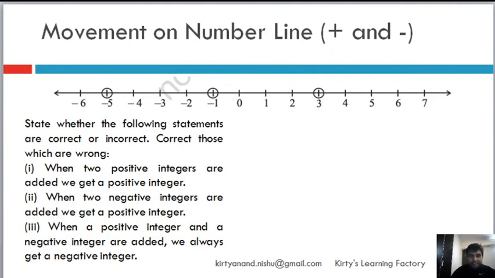Now let's see, a few questions are here, interesting ones, I hope. In fact, I only have taken it down from the book. State whether the following statements are correct or incorrect. Okay, must be interesting ones. When two positive integers are added, we get a positive integer. You tell me what will be the answer.